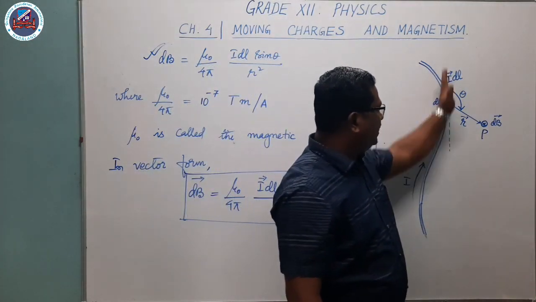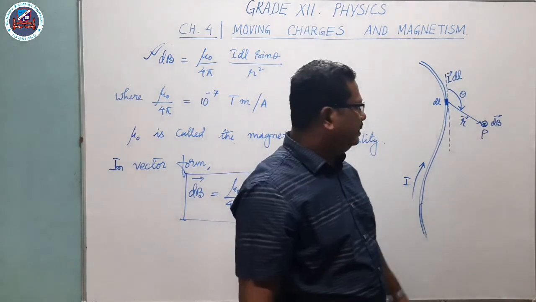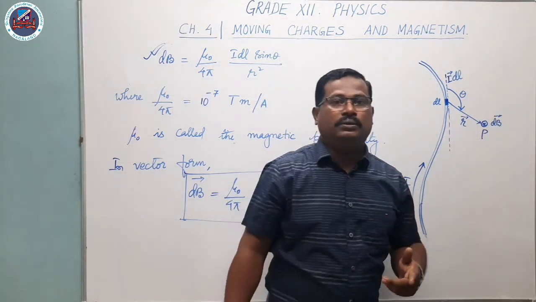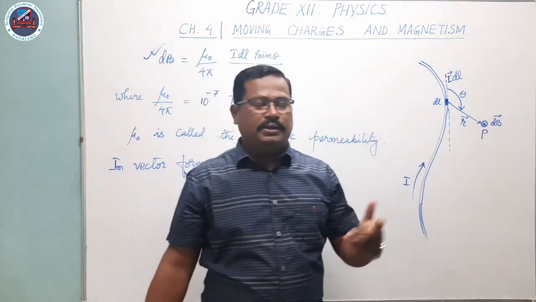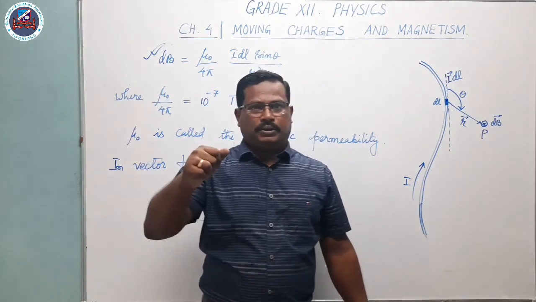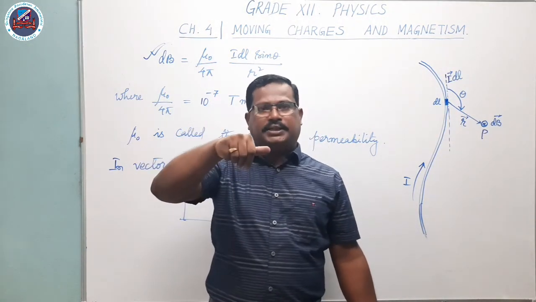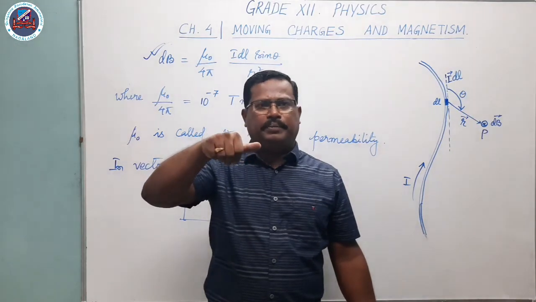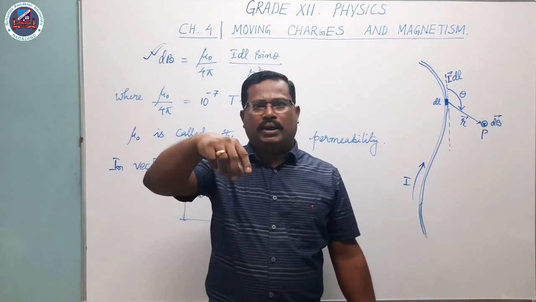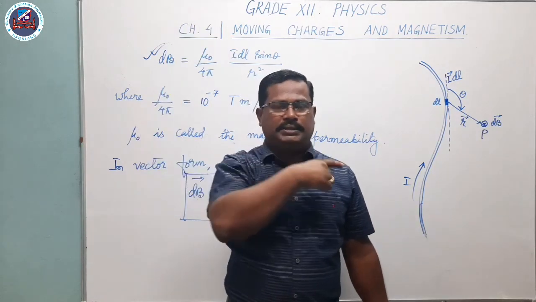Here also it must be perpendicular to I dL as well as to the position vector R. In this case also it will be perpendicular like this, but which direction? That you have to know. You can use the clock rule, or we call it the screw rule, the corkscrew rule, like a bottle cap. If you rotate it clockwise, the bottle cap goes perpendicularly down. If you rotate it anti-clockwise, the bottle cap comes up and out of the bottle. So here also the same rule is applied.